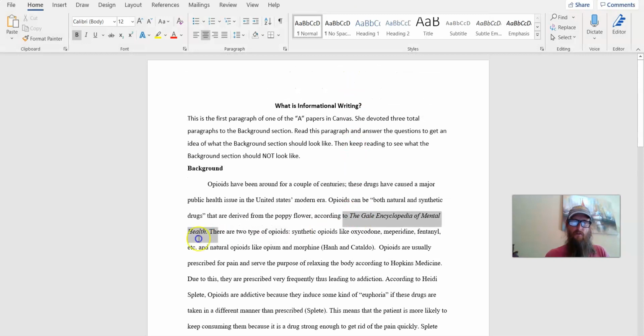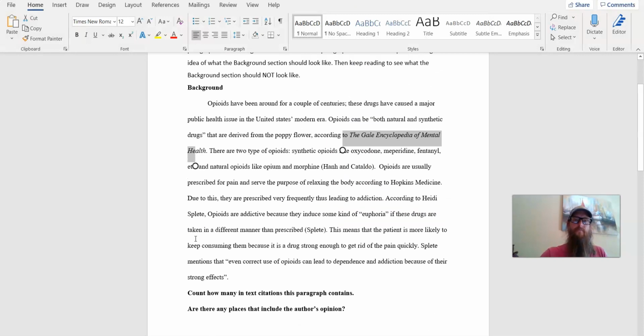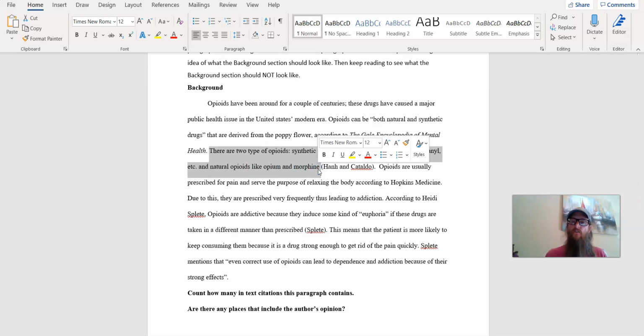Very good. Here's 1. Here is 2. Why aren't there quotation marks on this? It's because she's using paraphrase. She's explaining the fact in her own words, so she does not need to use quotation marks.